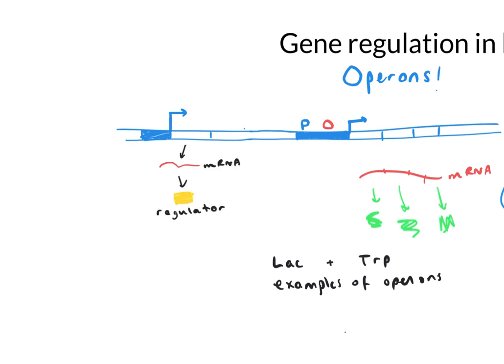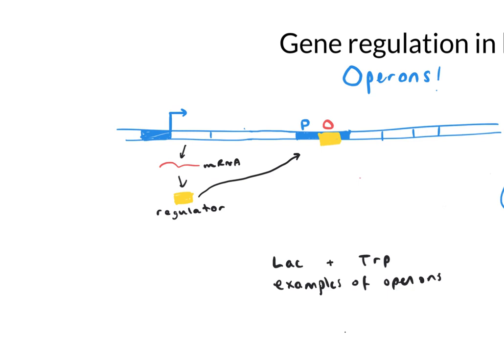Okay, and then typically what we're going to see is that under certain conditions, this regulatory protein is going to bind directly to the operator sequence within the DNA. And this is going to block transcription. And so now we would see no transcription, so no RNA made and no protein made. So this gene is essentially off, and we could consider this regulator a repressor because it's repressing transcription.